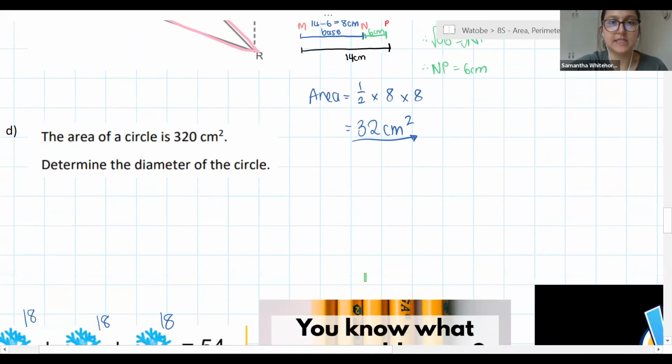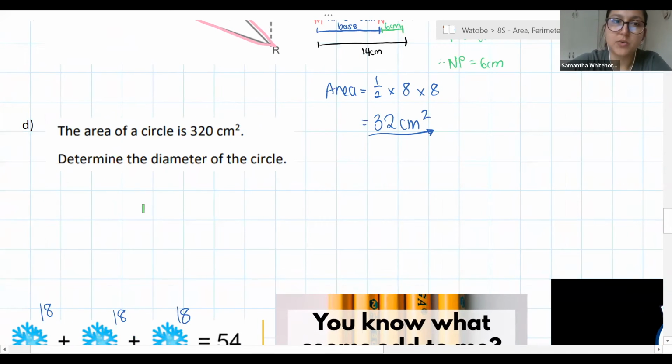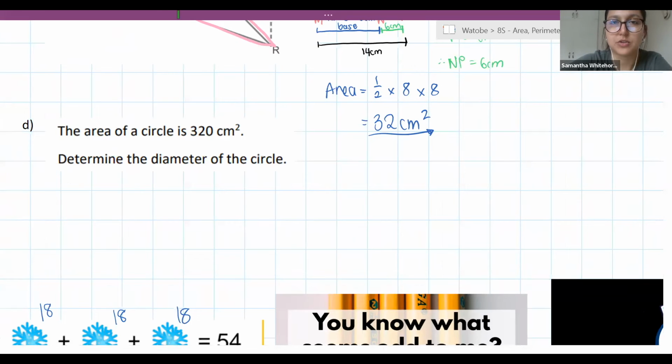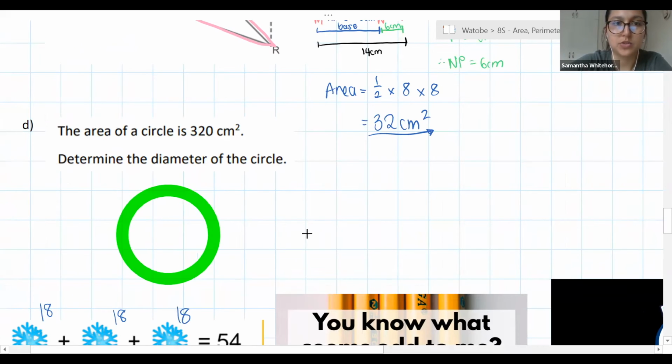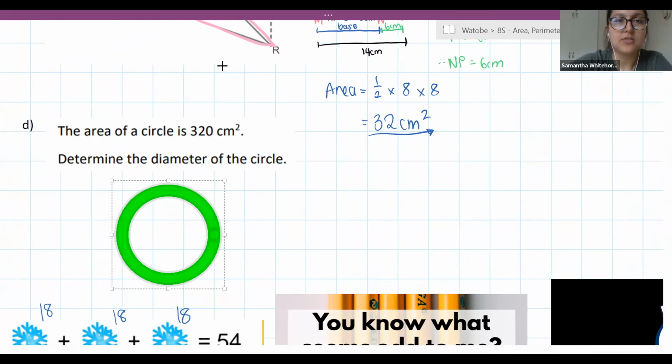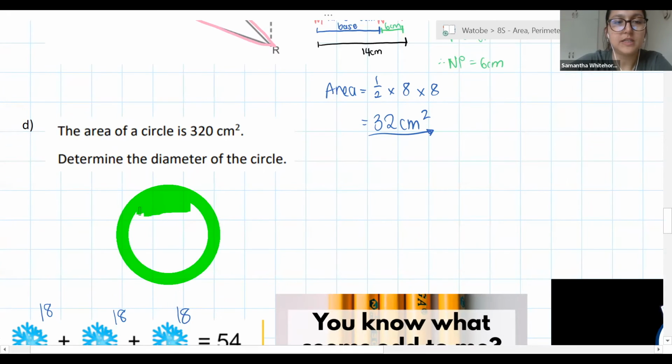Okay, so question D says, the area of a circle is 320 centimeters squared. Determine the diameter of the circle. So let's just think about what this is saying. I'm going to draw a circle with the highlighter. It's telling me that the area of this whole circle is 320 centimeters squared. That's quite similar to the first questions that we spoke about.